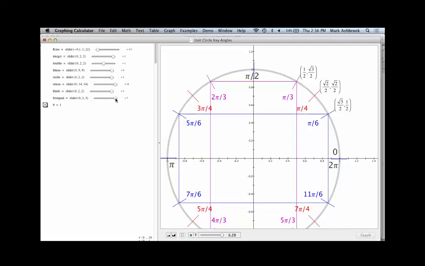We found that the cosine of pi over 6 is radical 3 over 2. The sine of pi over 6 is 1/2. And then the sine and the cosine of pi over 4, they're both radical 2 over 2. And then the cosine and sine of pi over 3 are 1/2 and radical 3 over 2.